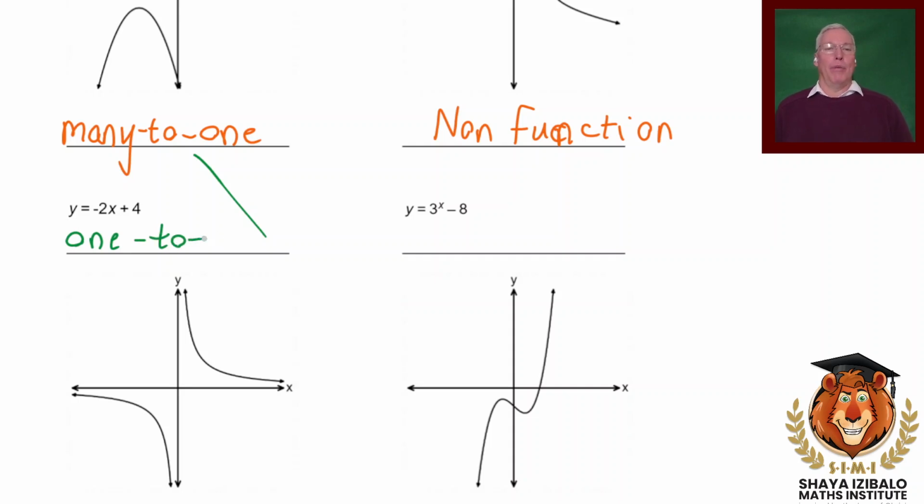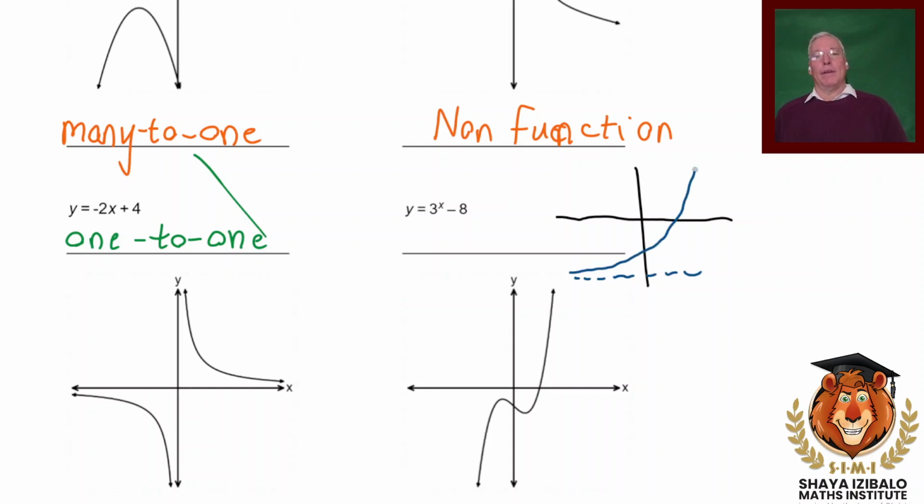It passes both the horizontal, well, we do the vertical first, pass the vertical line test and the horizontal line test. 3 to the x minus 8, you may or may not remember what that looks like. It is in fact an exponential graph, and we're going to revise all these graphs, so don't worry, but it's actually been dropped down. It looks something like this. Okay, that's the basic shape of it. It also is 1 to 1.